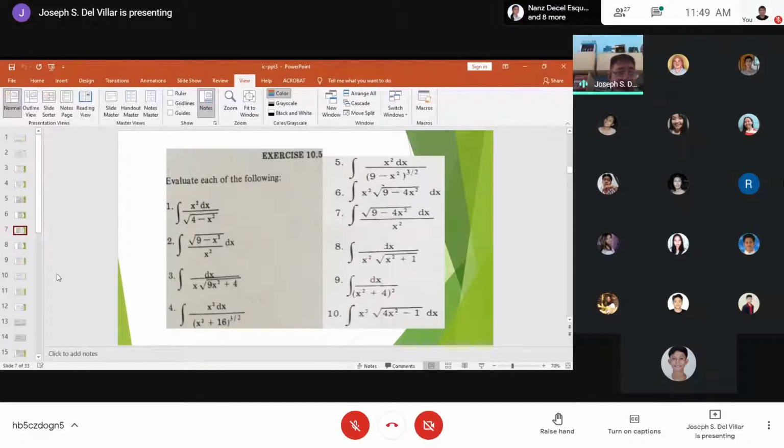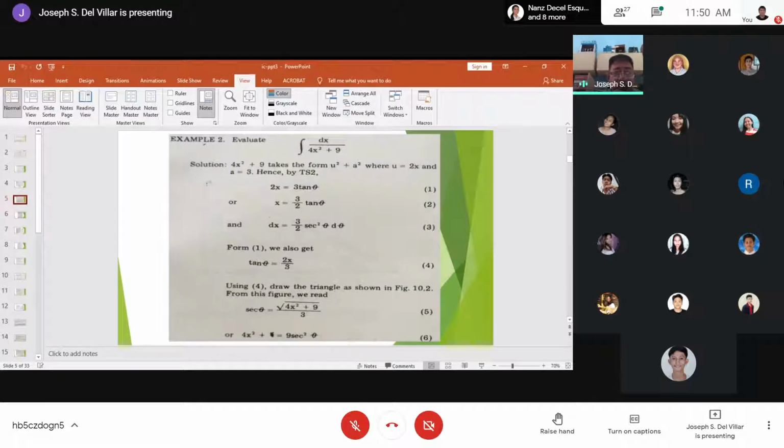Okay? So we have this. The secant is the hypotenuse, which is the square root of 4x squared plus 9, divided by 3. Okay? This is the secant. Why do we need secant? Because the differential of tangent is secant squared. So when we substitute, our dx has a secant. So how will the 4x squared plus 9 have a secant? It comes from here. We get it from here, and the square root of 4x squared plus 9 is 3 times secant theta.